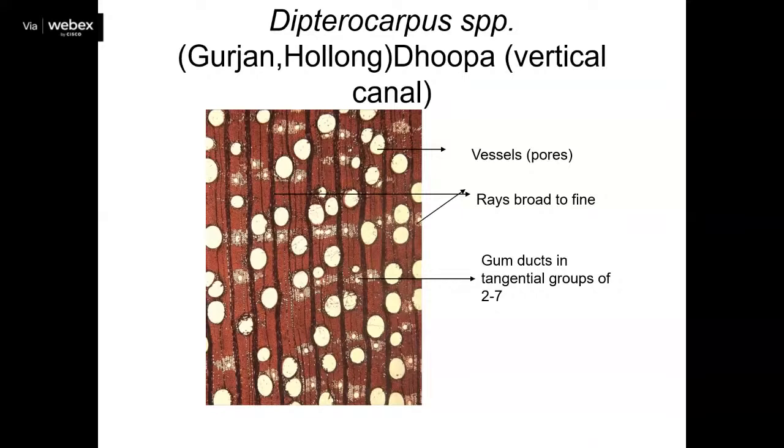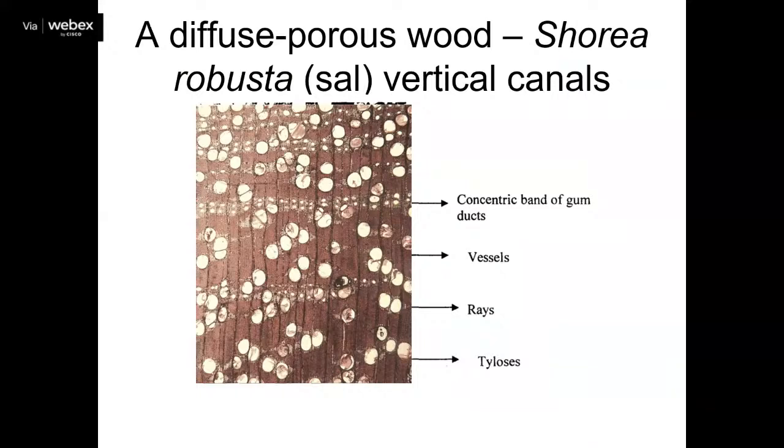Whereas in the case of sal, the gum ducts are in a concentric band that we can see. In a line it will be. In gurjan, it is scattered in groups of 2 to 3, whereas here it is in a line.